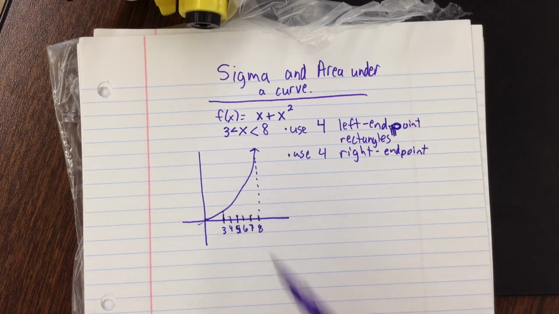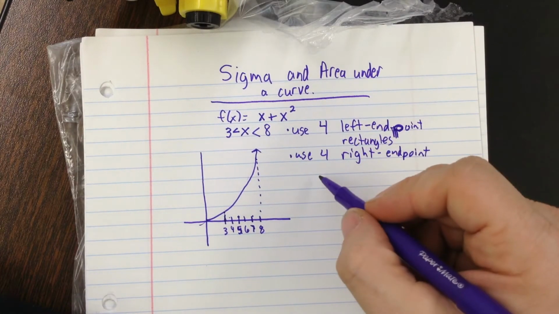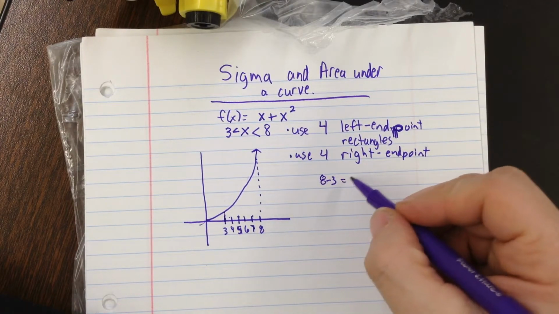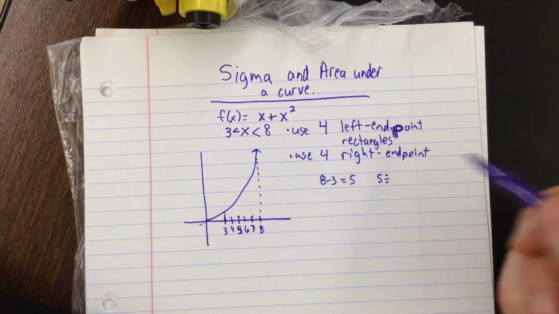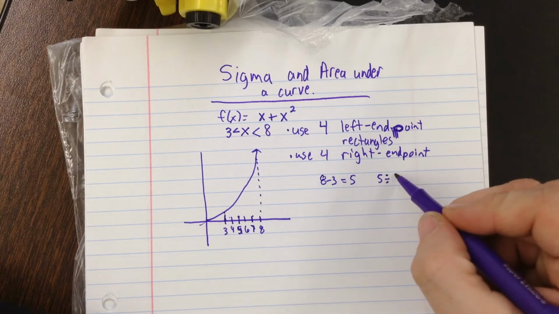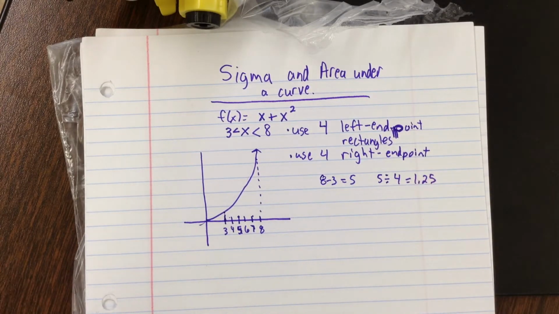So everything right there. What's going to happen is we are first figuring out how wide the interval is, and you're going to subtract the endpoints. And then you're going to split that into the number of rectangles. So we're going to divide 5 units by 4 rectangles, and that's going to give us 1.25. That's giving us the width of every rectangle.